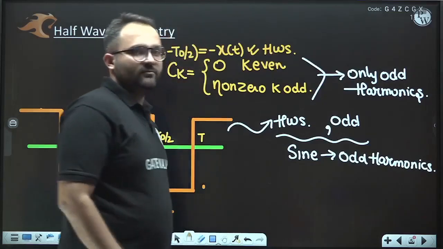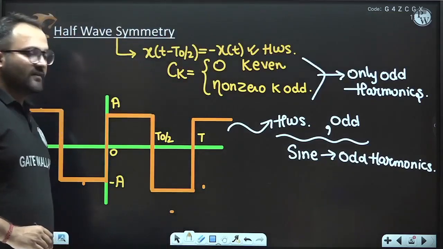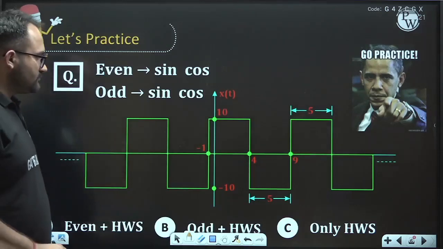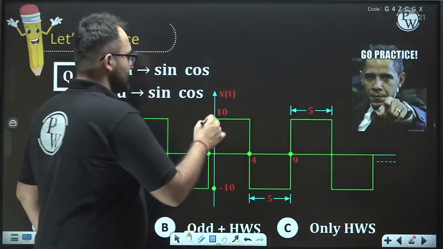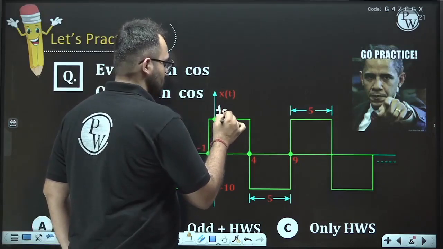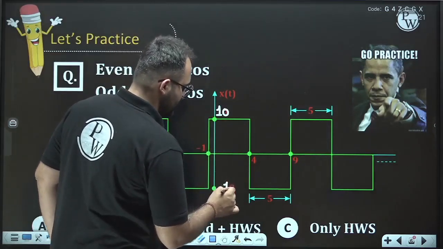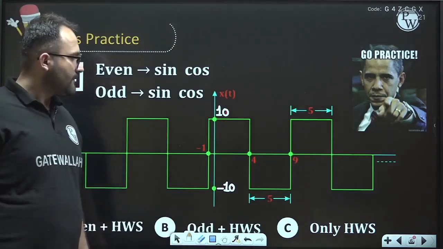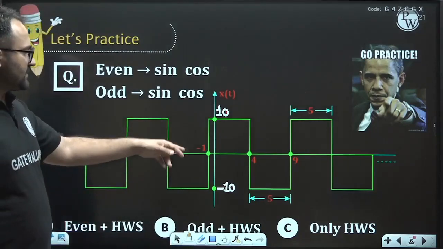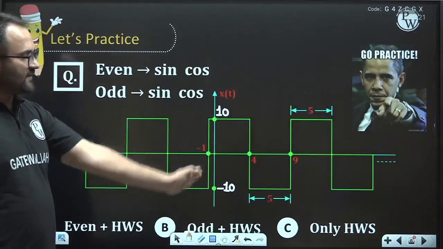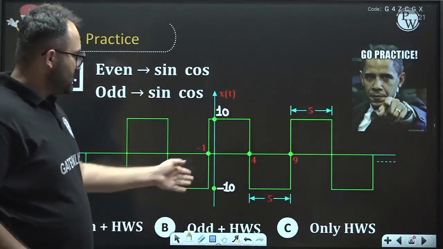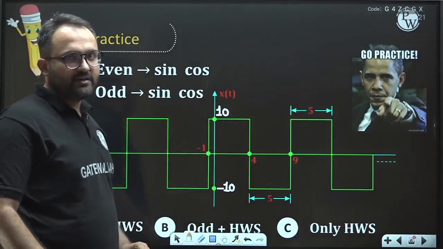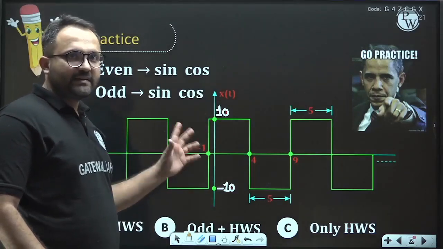So let me take a few examples. This signal's height is 10. Here it is minus 10. Now we can see that this signal does not have any symmetry, even or odd. It is neither even nor odd.